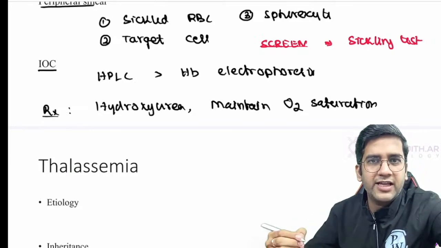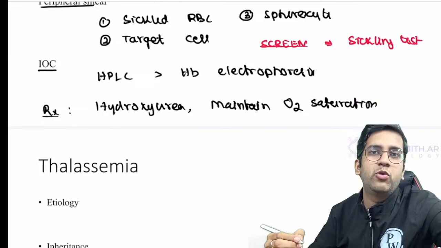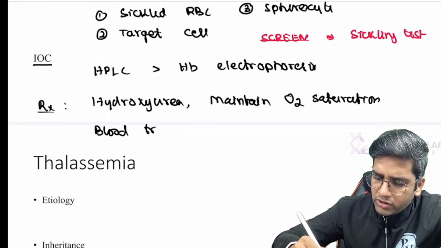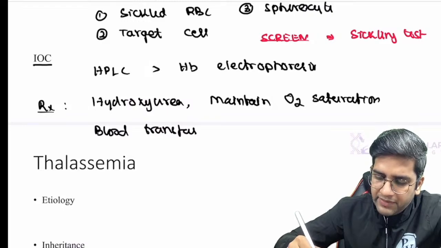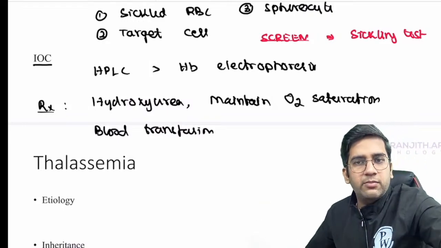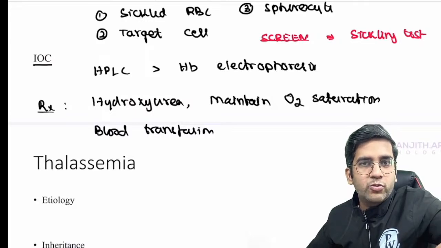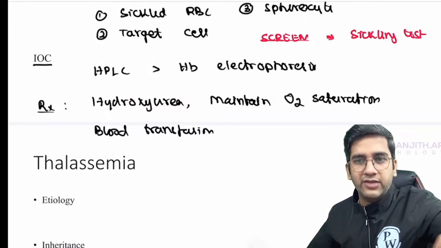Obviously, especially in full-blown or homozygous sickle cell anemia, I might require a blood transfusion based on the amount of hemoglobin. If there is very severe lysis, we might require recurrent blood transfusions. For all the crisis episodes, we can take care of this. And maintaining oxygen saturation will also reverse the sickling, fine.